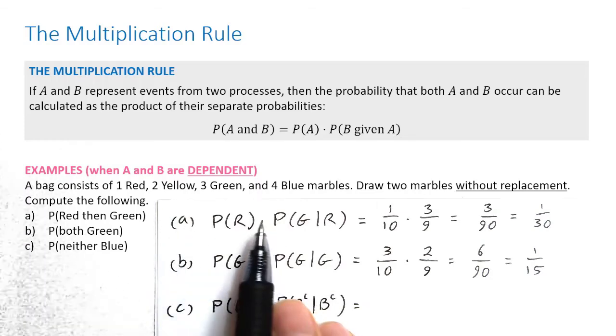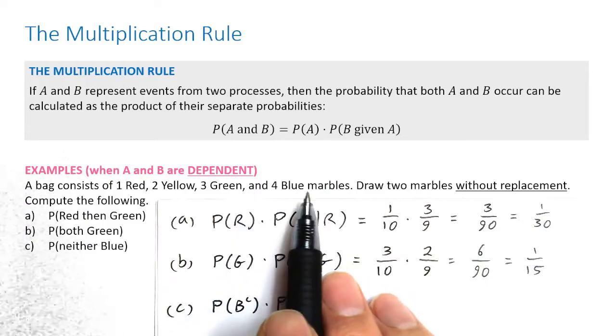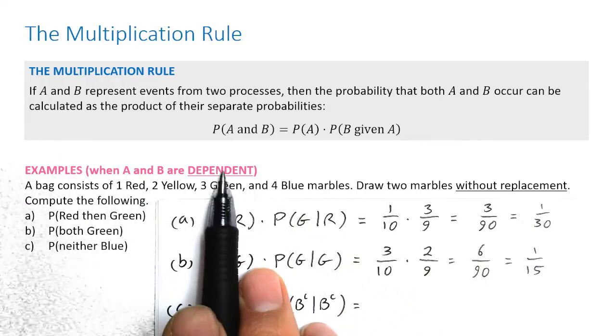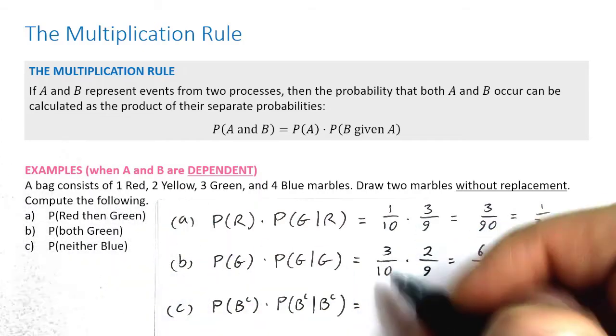Okay, well, there's 2 ways to do this. You could take the probability of getting blue and subtract it from 1, right? Or we could just count up how many are not blue. Let's just do it that way. So there are 6 marbles that aren't blue, so it's 6 out of 10.